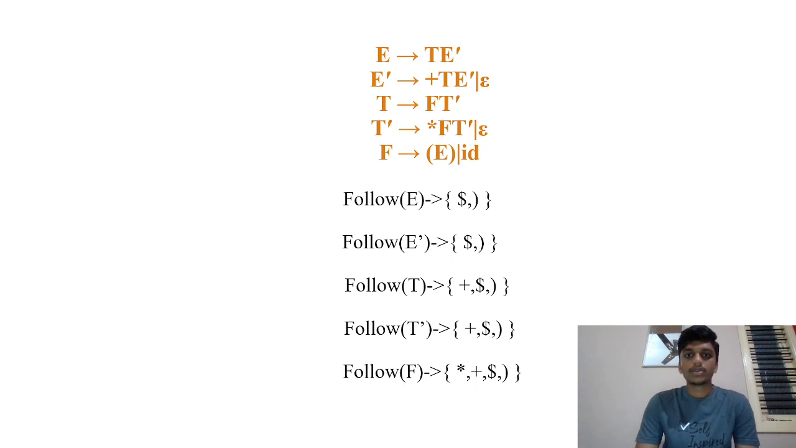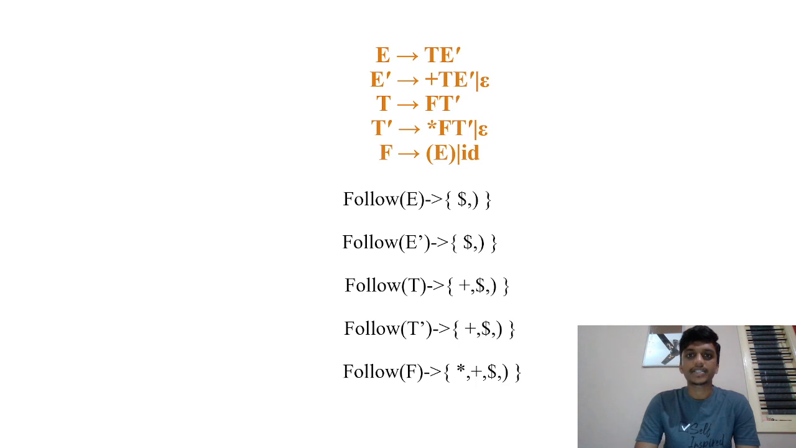So follow of E contains dollar, and then we have E in the F production here. So follow of E in the F production is close parenthesis. So the total output of follow of E is dollar symbol and close parenthesis.